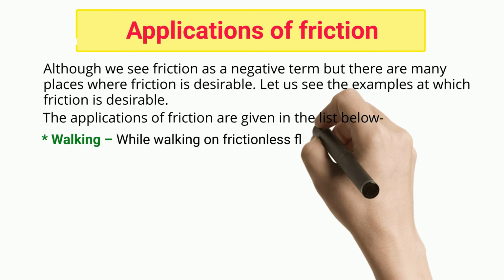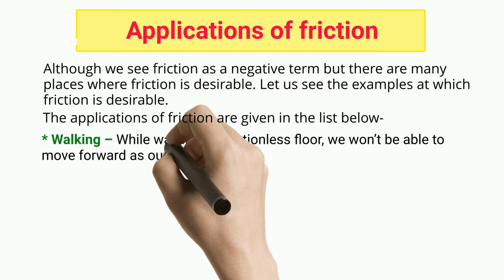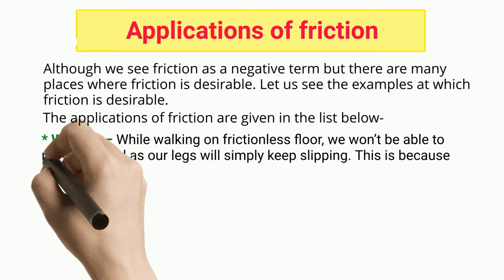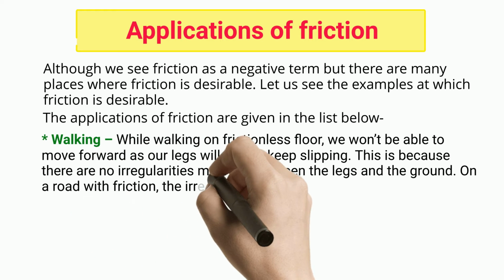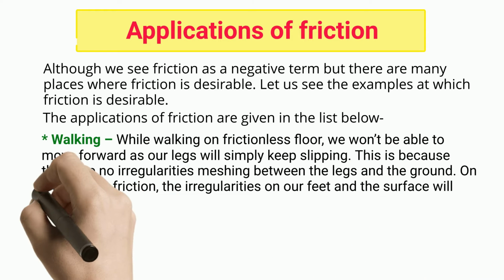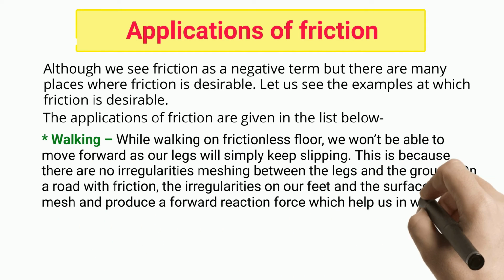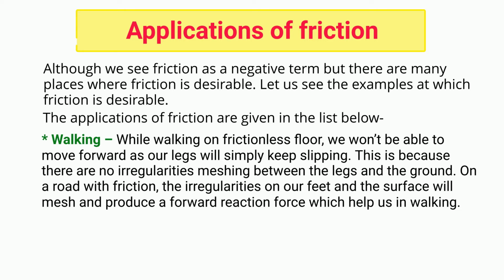Walking. While walking on a frictionless floor, we would not be able to move forward, as our legs will simply keep slipping. This is because there are no irregularities meshing between the legs and the ground. On a road with friction, the irregularities on our feet and the surface will mesh and produce a forward reaction force which helps us in walking.